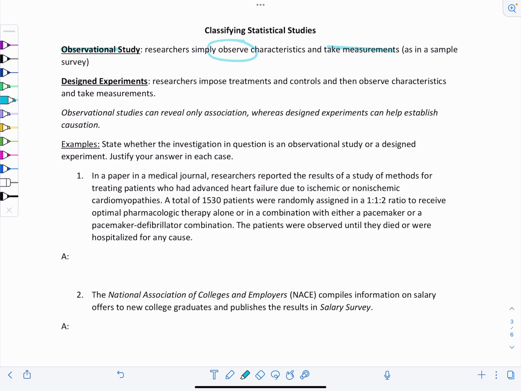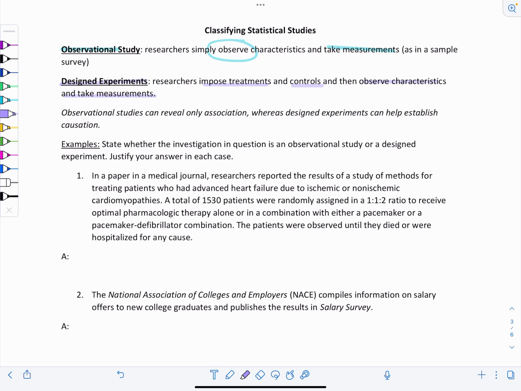The other kind of statistical study is a designed experiment. That's when researchers impose treatments and controls, and then they observe characteristics and take measurements. So basically think observational study, the researcher is hands-off, they're just collecting data, they're just surveying you. Designed experiment, they're actually manipulating, right? Or imposing some sort of treatment on whoever they're collecting data from.